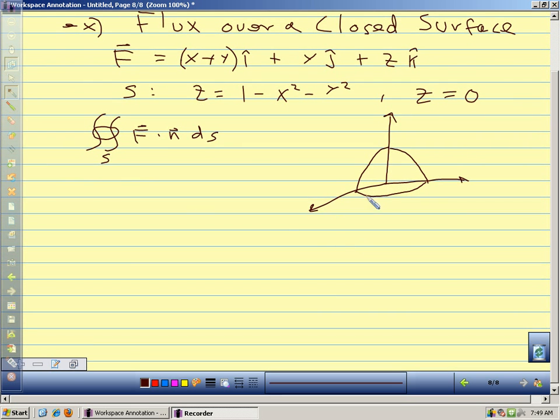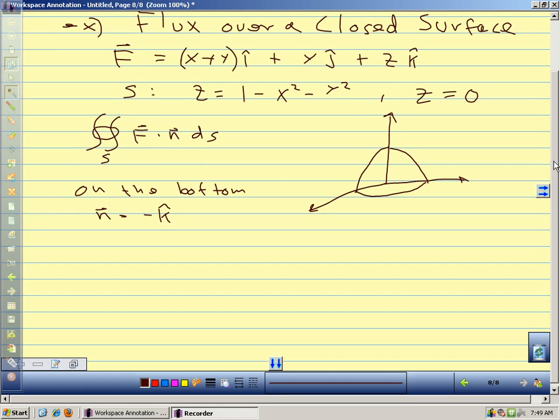On the bottom, our unit normal vector, and we're not worried about upward because we don't have just a surface, we have a closed surface. We're just worried about the outward direction. So on the bottom, on the xy plane, what is going to be our normal vector for something flowing out the bottom? Negative k. Our unit normal vector is negative k.